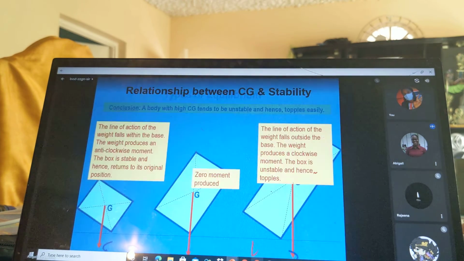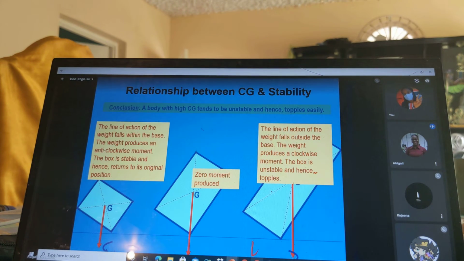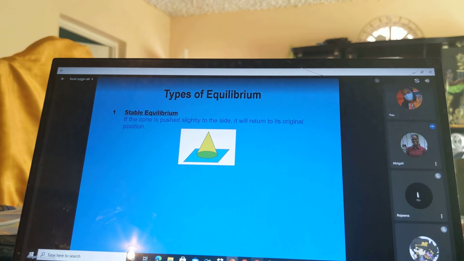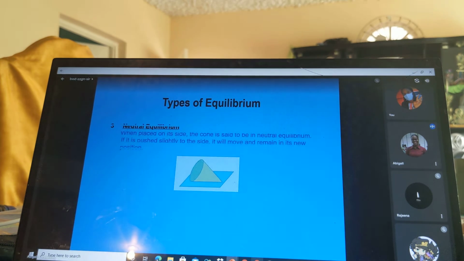So we're saying that the object tends to be more stable when the center of gravity is lower, when the center of gravity is closer to the ground, so to speak. So we have three types of equilibrium or three types of stability: stable equilibrium, unstable equilibrium, and neutral equilibrium.